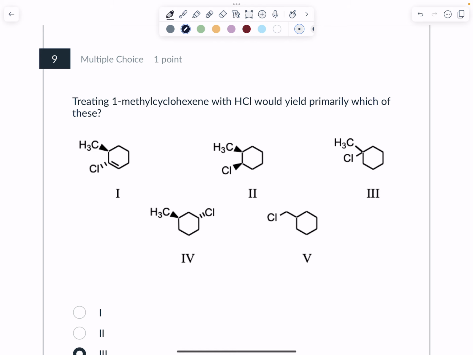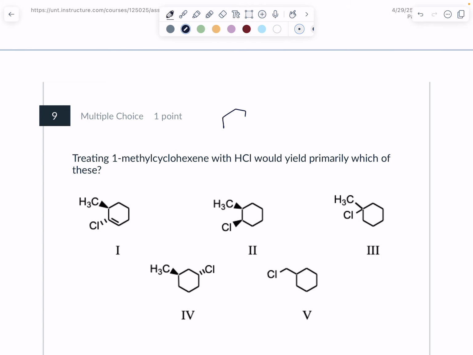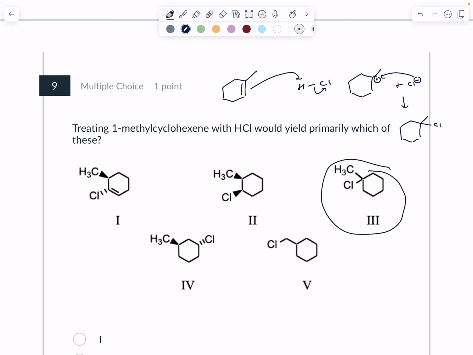Treating 1-methylcyclohexene with HCl would yield primarily which of these? So here is cyclohexene. It has a methyl on it, and we're treating it with HCl. We'll have a positive charge here and a Cl minus here. So we have the CH3 and the Cl would attack right there. So this is what we would get. So to me, this looks like answer choice C.